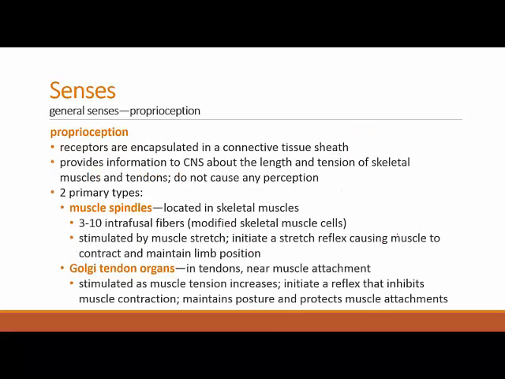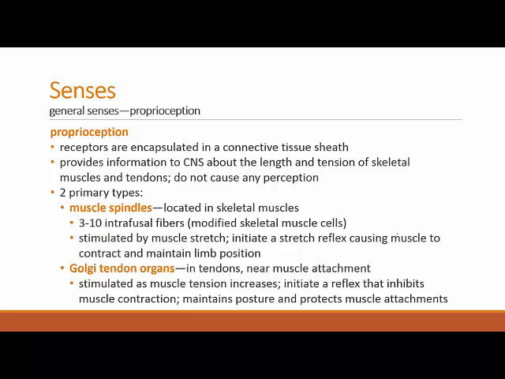Okay, so now the last of the general senses is proprioception. Here the receptors are encapsulated, so there's a connective tissue sheath that surrounds the receptors, and they provide information to the central nervous system about the length of and the tension in skeletal muscles and tendons. But, and this is interesting, they don't cause perception. So we don't have conscious awareness of this, but we have unconscious recognition, and we can respond accordingly.